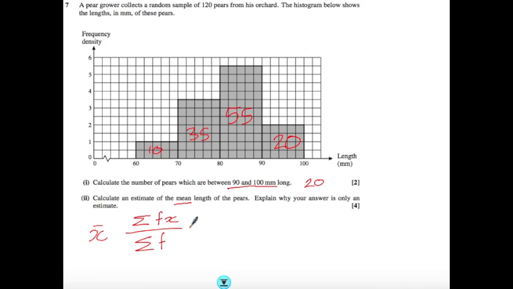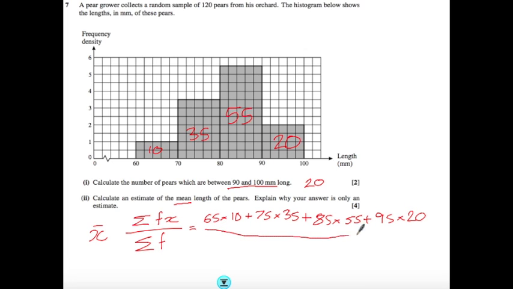So we're going to have to do all the midpoints times the frequencies. So 65 times 10 plus 75 times 35 plus 85 times 55 plus 95 times 20, and then we know our total frequency is 120. So if we do that, right, when you put that on your calculator, you should get 82.1 millimetres to 3 significant figures.